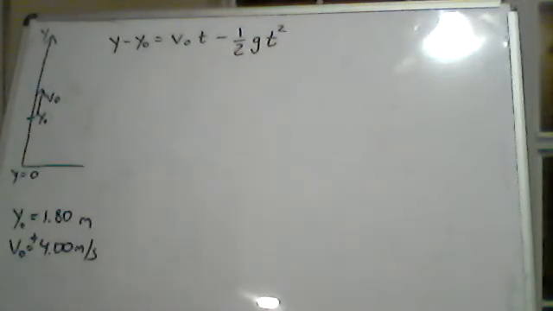And of course, g is not a variable anymore. I mean, the acceleration is not a variable. We're talking about free fall, so g is actually a constant. All right, so we have a little bit of work to do.